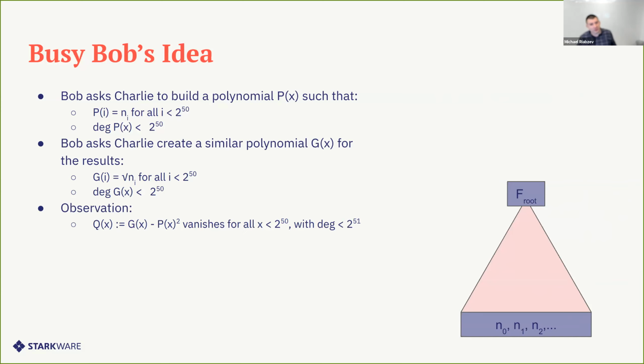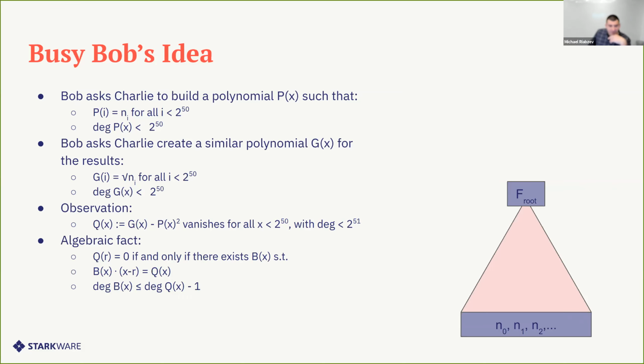An important observation here is that the polynomial q, defined as the difference of g and p squared, must vanish over every x smaller than 2 to the 50. And the degree of this polynomial is at most 2 to the 51, because it's a sum of two polynomials, one of degree 2 to the 50, and the other one is 2 to the 50 squared, so the degree is at most 2 times bigger.